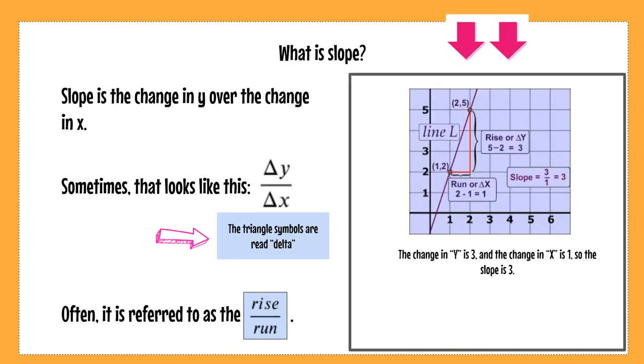All right, so we talked about how slope is the change in y over the change in x. And sometimes it looks like the triangle symbols with the x and y, the delta symbols, so change in y over change in x. Well, sometimes it's referred to as the rise over the run. I want you to think about the rise over the run. You have to rise out of bed in the morning before you can run to school, right?